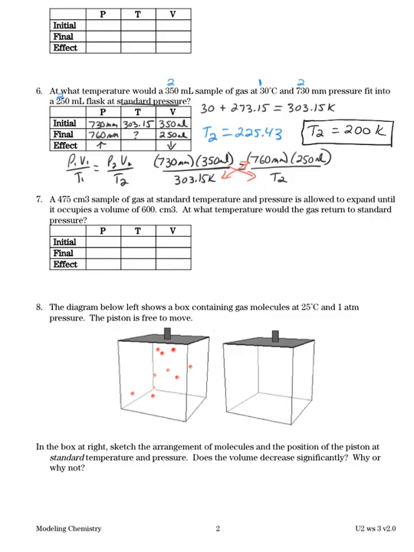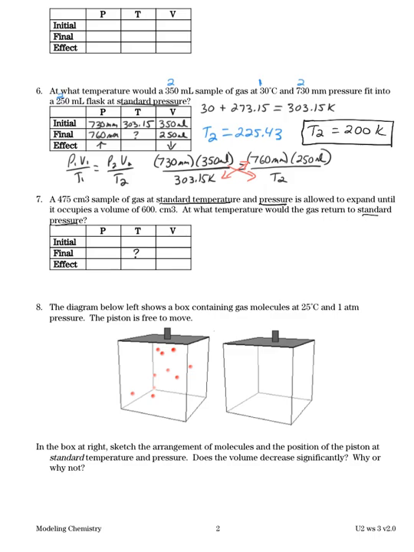Now this next one is pretty straightforward. It's very similar. So let's just jump right into it. We've got a 475 centimeters cubed sample at standard temperature and standard pressure that is allowed to expand until it occupies a volume of 600 centimeters cubed. At what temperature would the gas return to standard pressure?